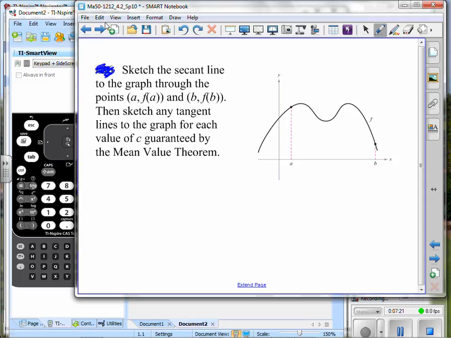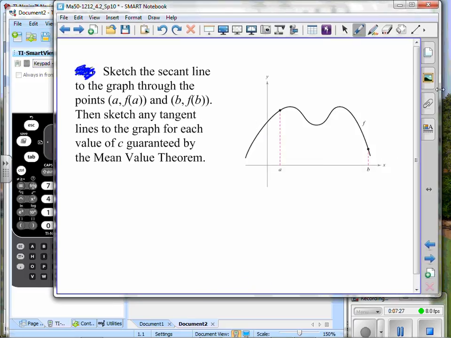There we go. I'm trying to find, there we go, the magic pen. There we go. Okay.